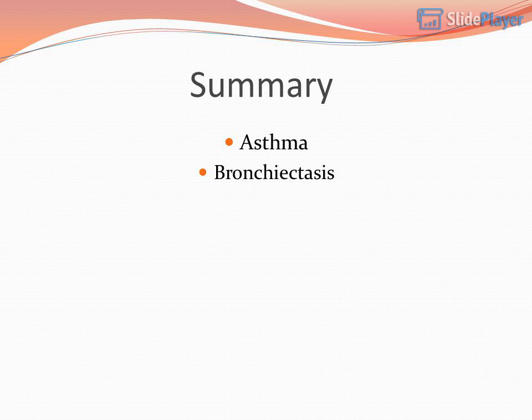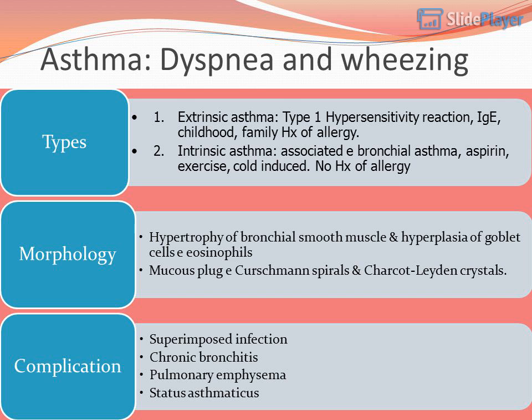Summary. Asthma: dyspnea and wheezing. Types: 1. Extrinsic asthma, a type 1 hypersensitivity reaction, IgE, childhood, family history of allergy. 2. Intrinsic asthma, associated with aspirin, exercise, cold-induced, no history of allergy. Morphology: hypertrophy of bronchial smooth muscle, hyperplasia of goblet cells, eosinophils. Mucus plug with Curschmann spirals and Charcot-Leyden crystals.